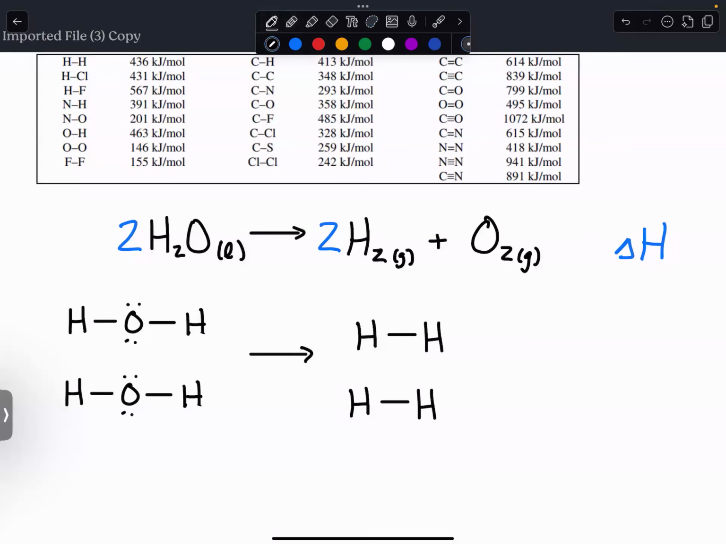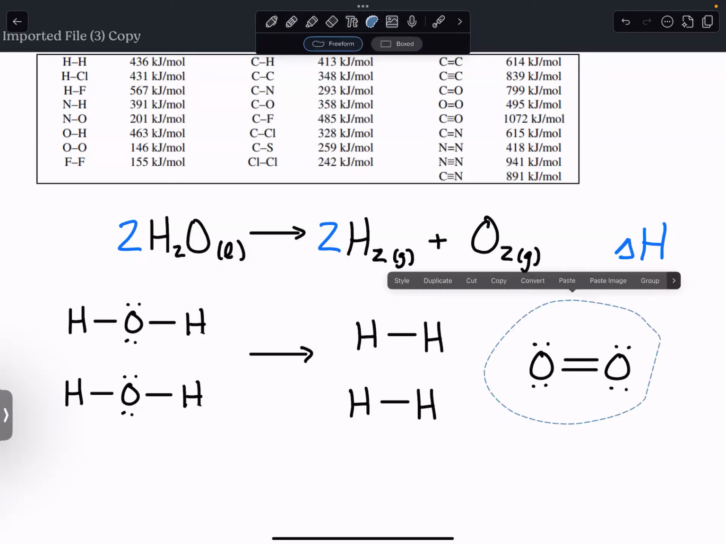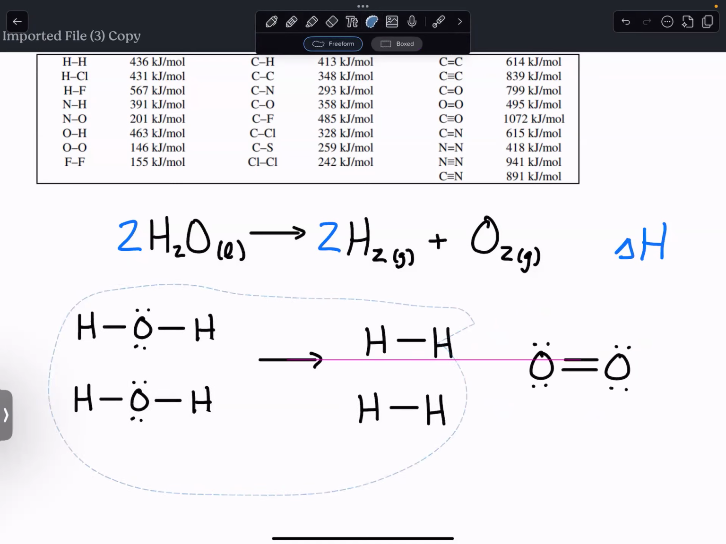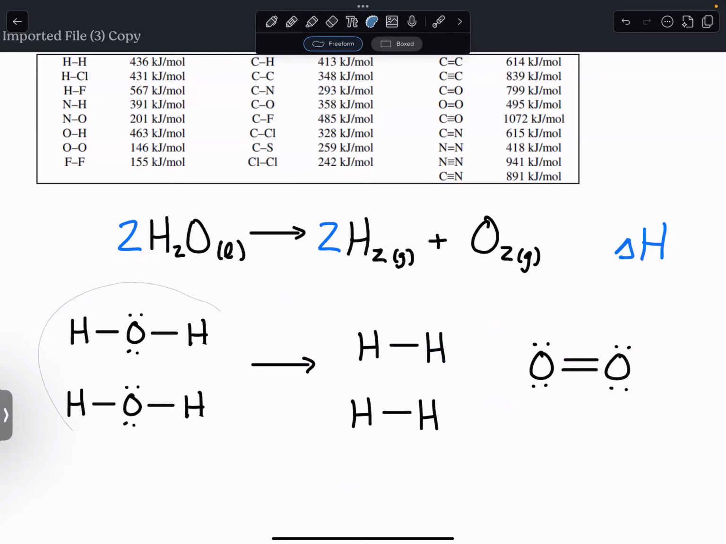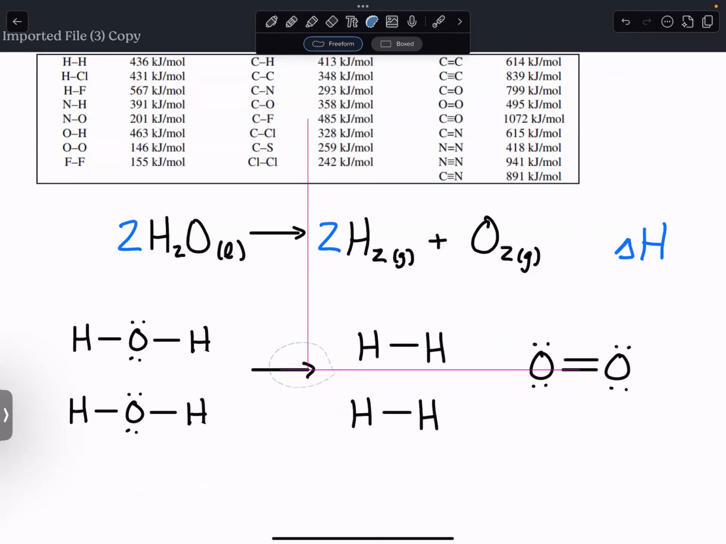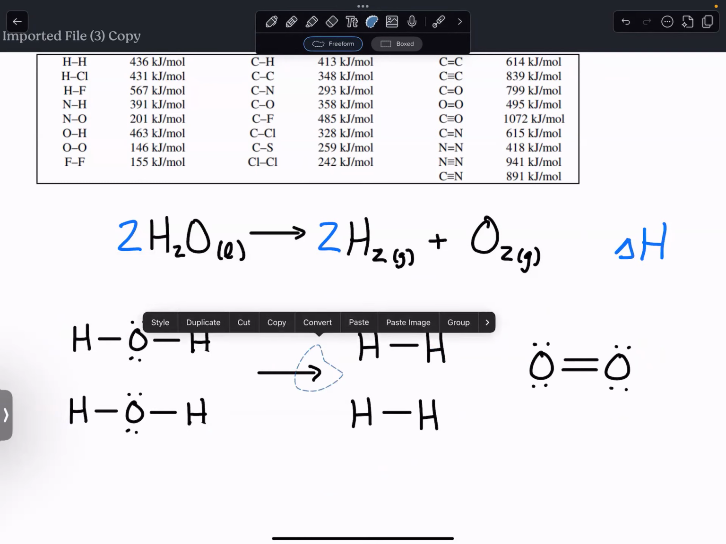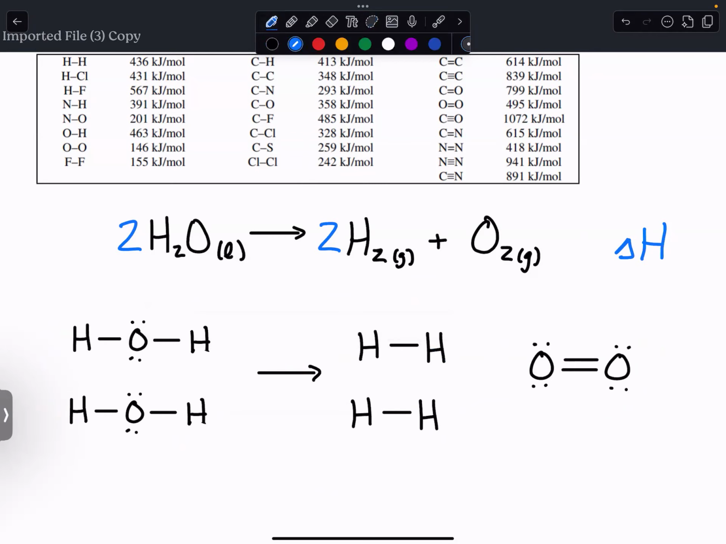And my oxygen molecule, which has 2 covalent bonds, or rather, a double bond. All right, so using the table above, you're going to tell me the delta H of this reaction.